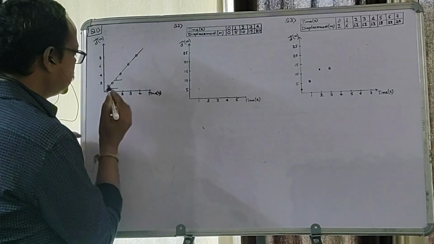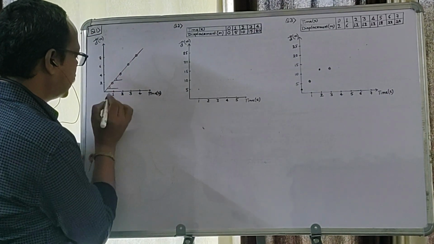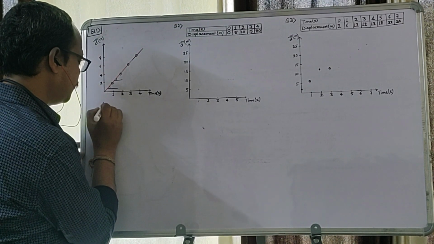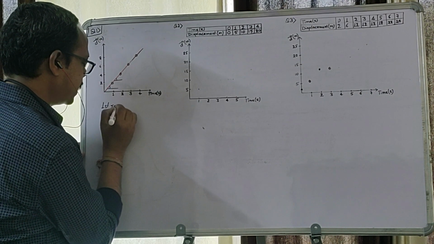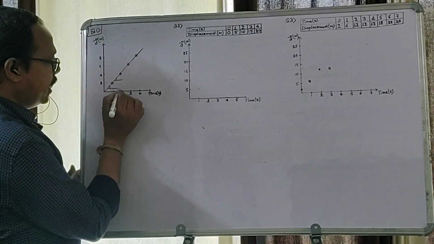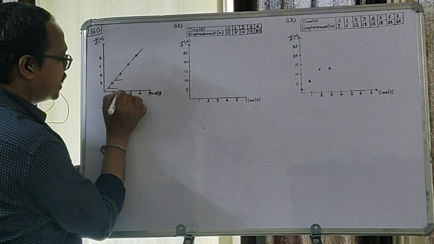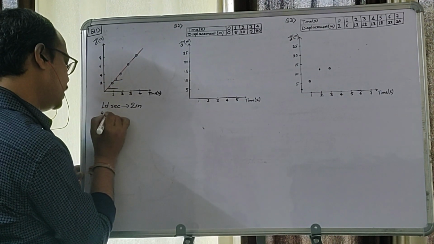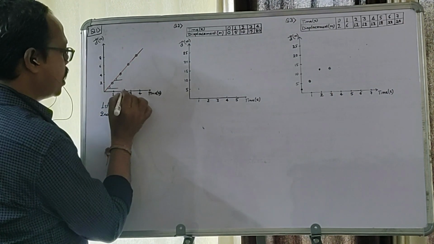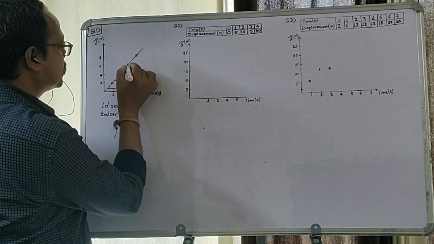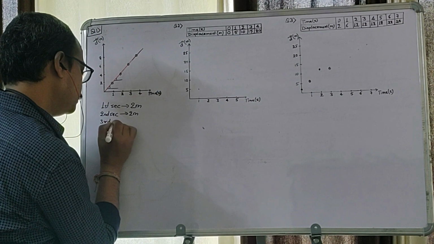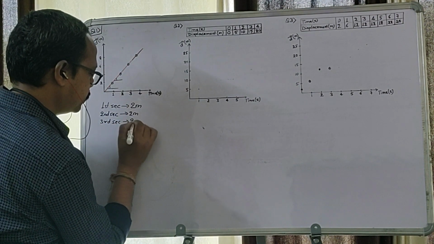We can say that in 1 second, if you see the graph, the total displacement made is 2 meter. So in the first second, the displacement is 2 meter. In 2 seconds, the total displacement made is 4 meter, so in the second second, again 2 meter displacement. How about the third second? In 3 seconds, it made a displacement of 6 meter, so in the third second, it made a displacement of 2 meter.